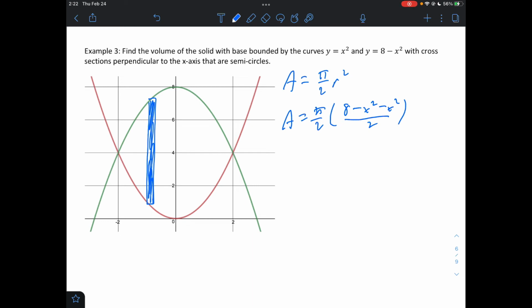Clean that up a little bit. We get pi over 2 times (8 minus 2x squared) over 2. If you divide both those by 2 in there, we get pi over 2 times (4 minus x squared).